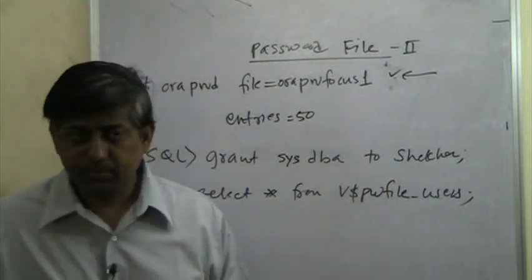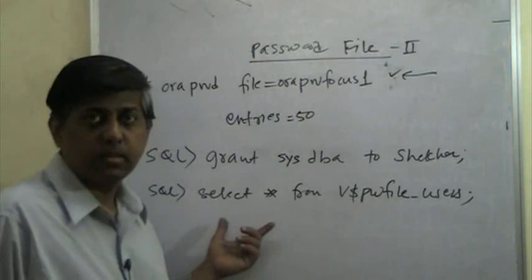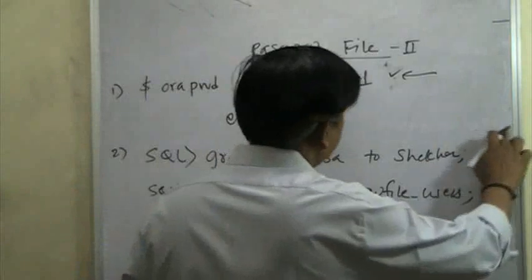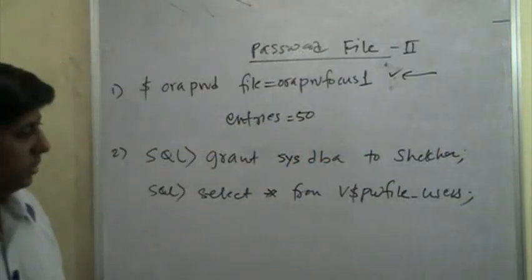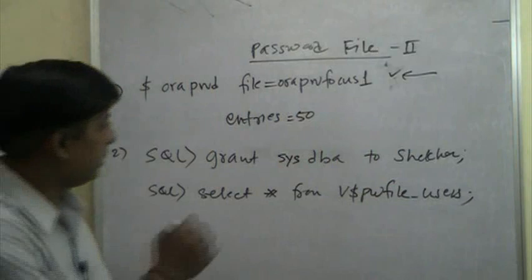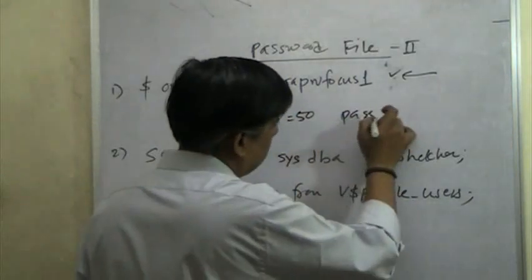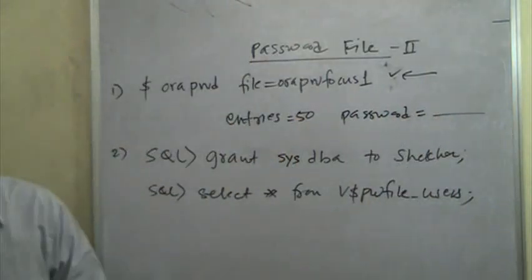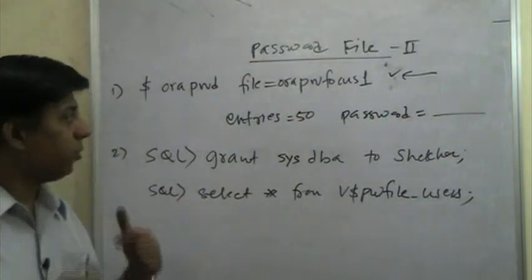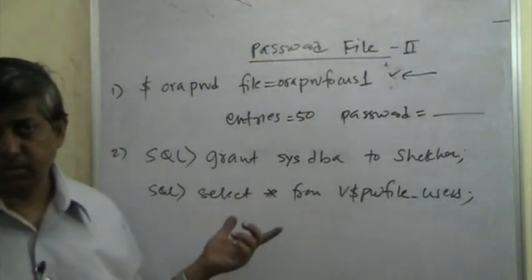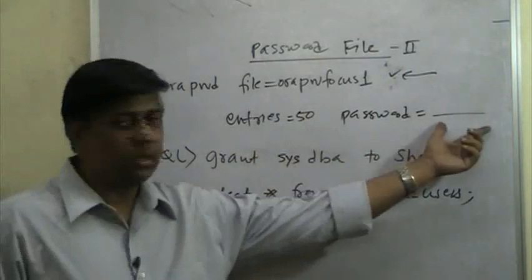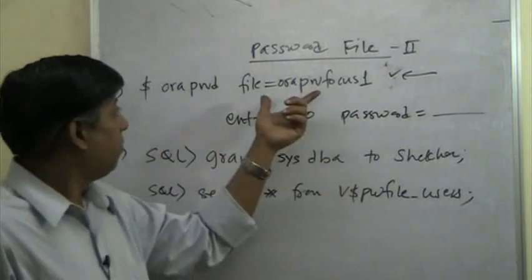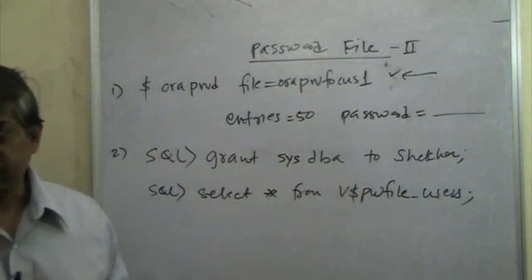So one more argument is password. That is not mandatory there. So this will work. There are multiple arguments. Password is the actual password, which is the password that will allow you to change the password file entries. Whoever has created that password, it is the password which will allow you to change things in the password file.